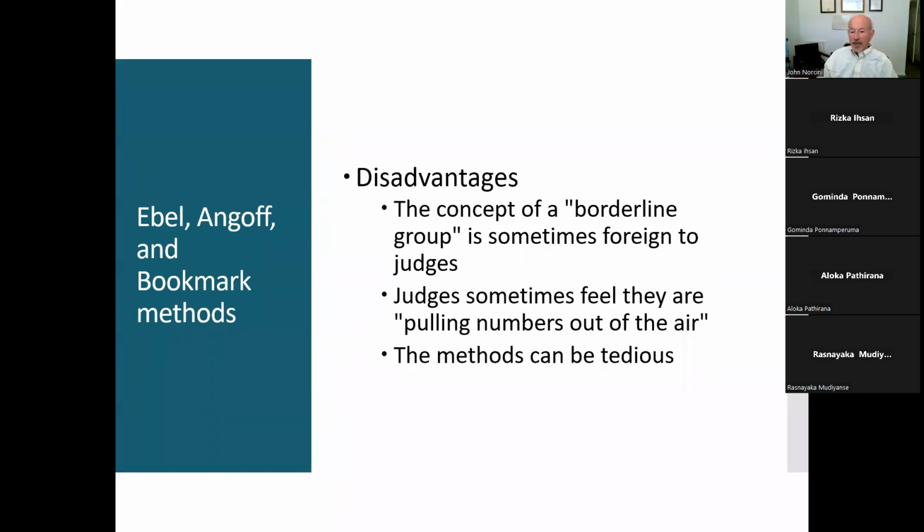The downside is that the concept of a borderline group is sometimes foreign to judges. Judges feel like they're picking numbers out of the air when they talk about what the borderline group is. So this is one of the real challenges for the methods. The other thing is it can be tedious. There are some ways to make these methods shorter, and a whole bunch of variations you can use, but the bottom line is you're going to be spending a considerable amount of time to do this. So are there any questions about this class of methods before we move on to a different class?